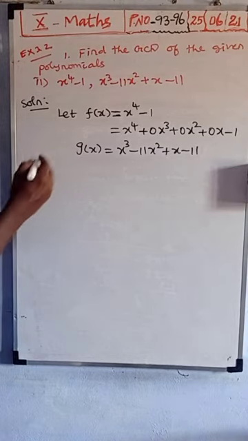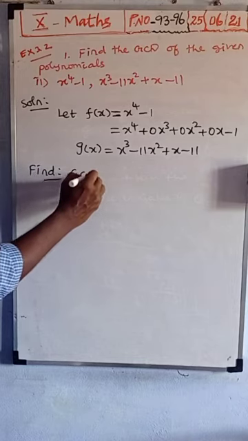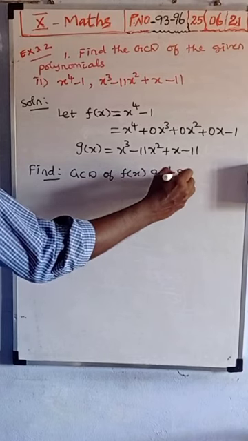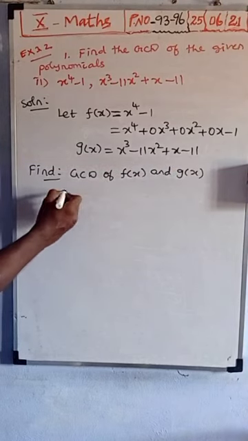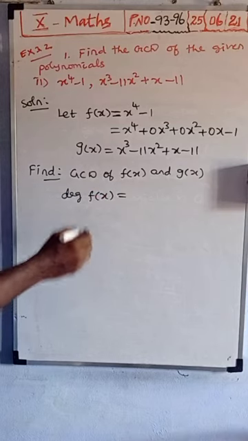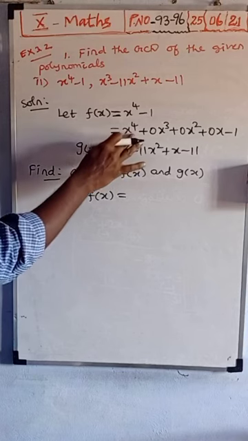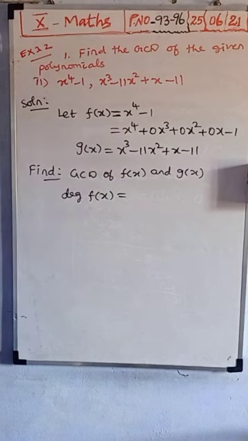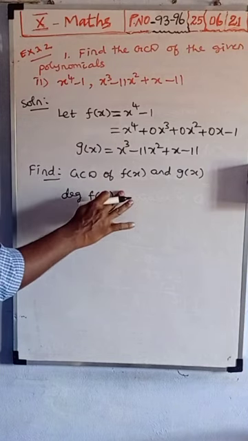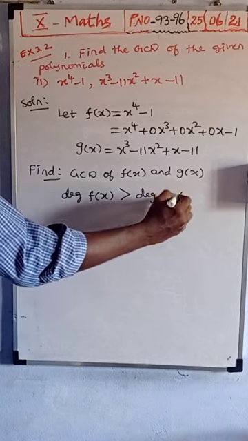Now here what do we want to find? Find GCD of f of x and g of x. These two polynomials' GCD we want to find. So already I have explained, degree we want to check. Here in f of x only the highest power is there. Here power 4, here power 3. That means this degree is the highest. So degree of f of x is greater than degree of g of x.